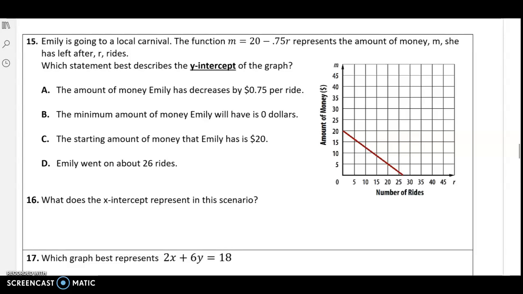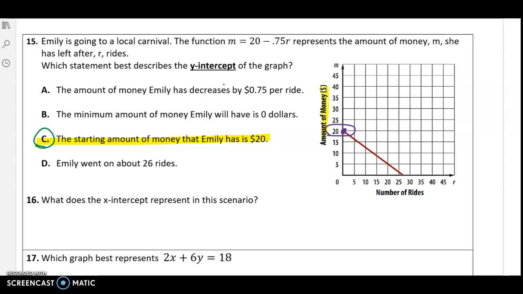All right, number 15. So we have a graph that represents Emily going to a carnival and then a function. So let's go ahead and determine what the y-intercept represents. So the y-intercept is where the graph touches the y-axis. So that's right here, 20. 20 what? Well, let's look at this. It says it's the amount of money. So when she went to the carnival, she started out with $20. So that would be answer choice C. That's what the y-intercept represents.